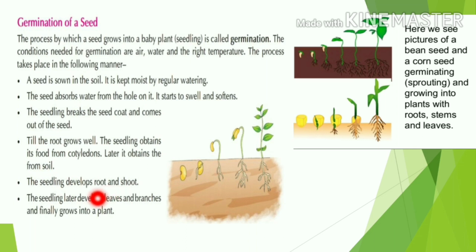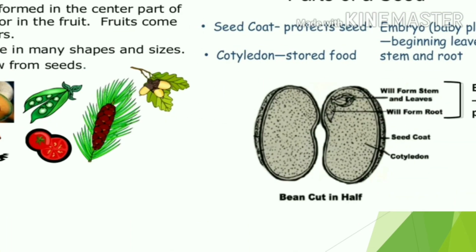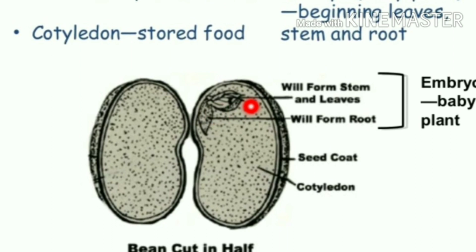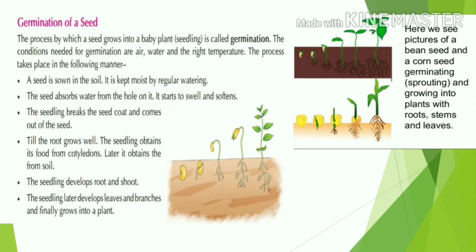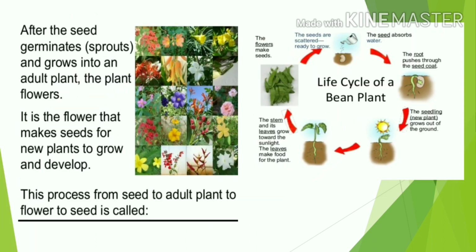The seedling develops root and shoot. Now look at this picture. So this is the baby embryo. This upper portion will form the stem and the leaves, and the lower portion will form the root. Look at here. The upper portion is forming the stem and leaf, and the lower portion is forming the root. The seedling later develops leaves and branches and finally grows into a plant. Alright, after several steps and after several days, they will form a new plant. So that is how the germination process works.